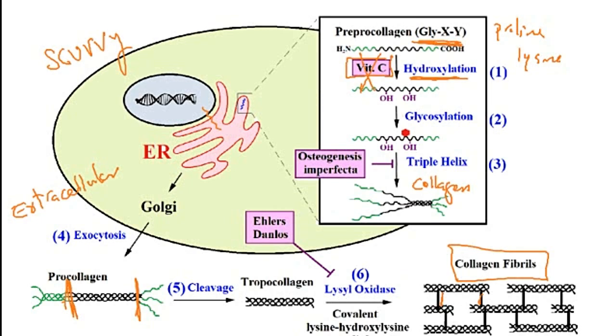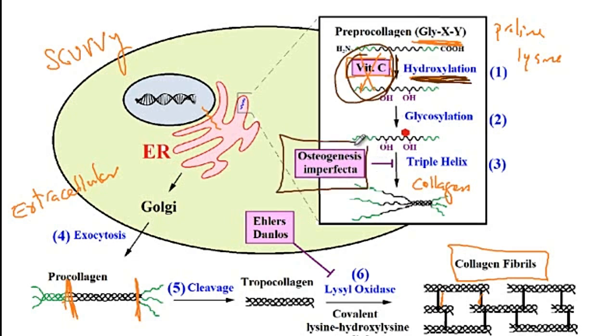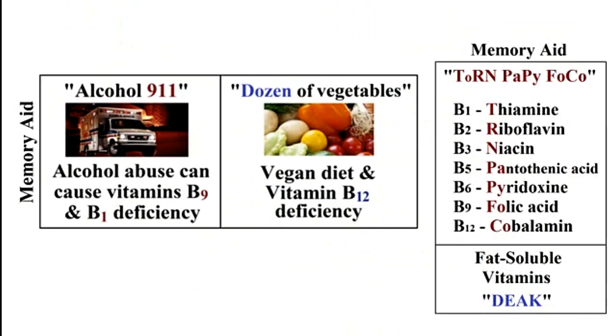So again, to summarize the important findings in this slide: vitamin C is needed for the hydroxylation step of collagen synthesis. Osteogenesis imperfecta causes interference with the formation of the triple helix of collagen 1, and then finally Ehlers-Danlos interferes with the formation of the covalent bonds by interfering with lysyl oxidase, and Ehlers-Danlos is usually affecting collagen 3. And then here I have memory aids that will make it easy for you to memorize some of the functions of the vitamins that I've listed there.